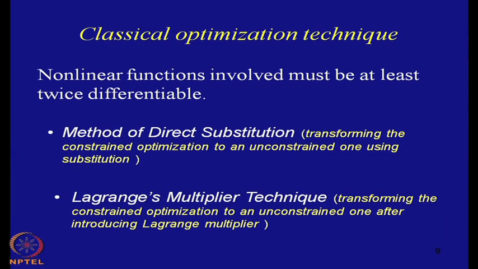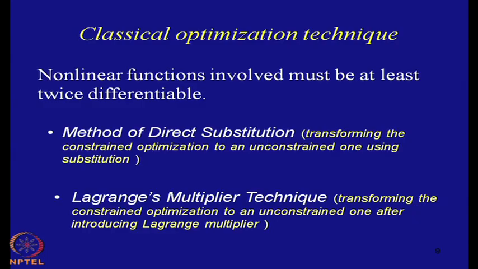Now, here one assumption we need to make: all the nonlinear functions involved in the nonlinear programming problem must be twice differentiable, otherwise this technique is not applicable. Rather, the necessary condition can be applicable, but the sufficient condition cannot confirm the optimal conditions further. Now, the first method is the method of direct substitution.